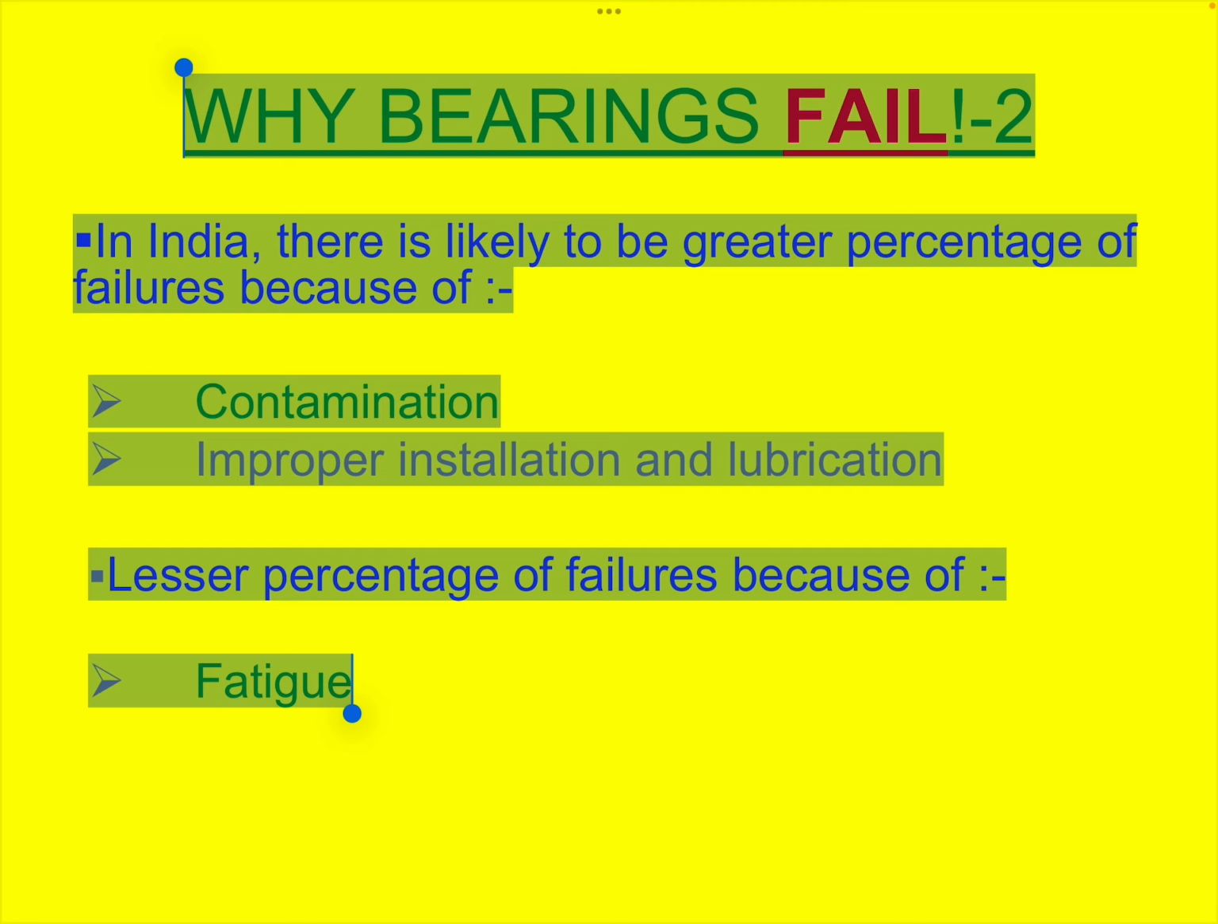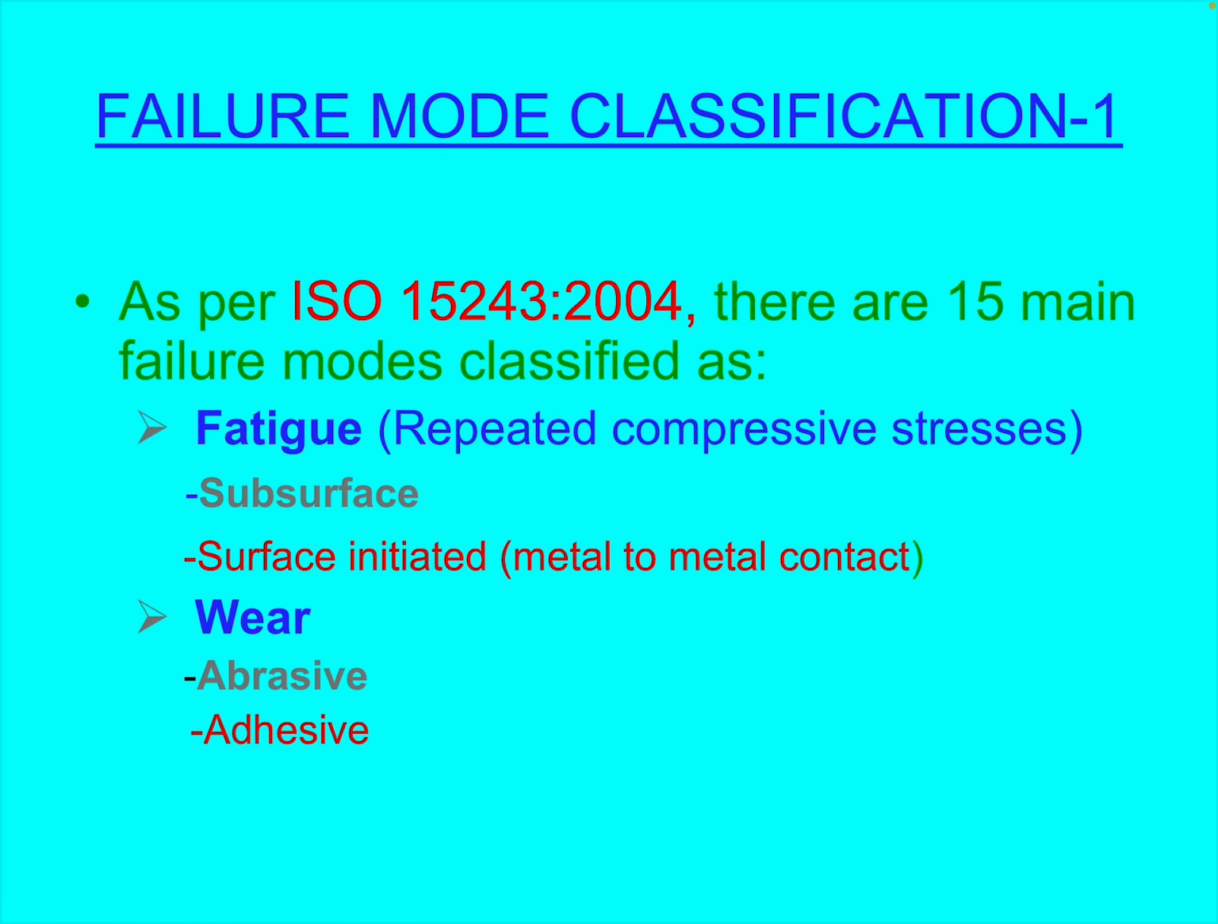Why bearings fail 2, in India. There is likely to be a greater percentage of failures because of contamination, improper installation and lubrication, and a lesser percentage of failures because of fatigue.